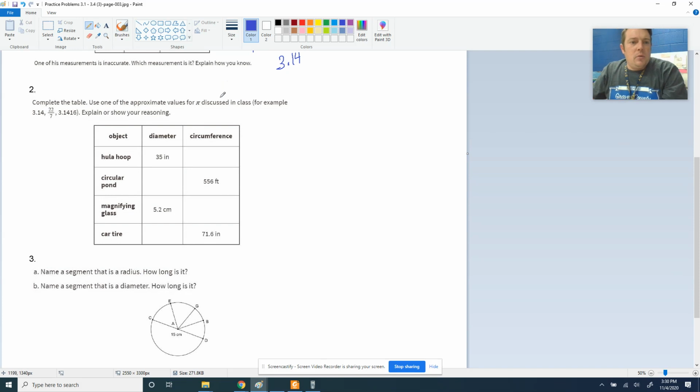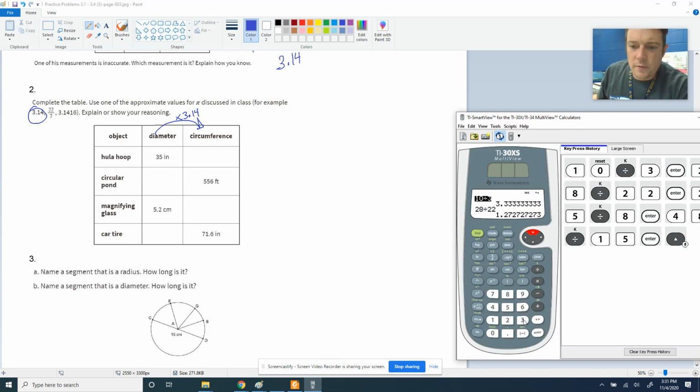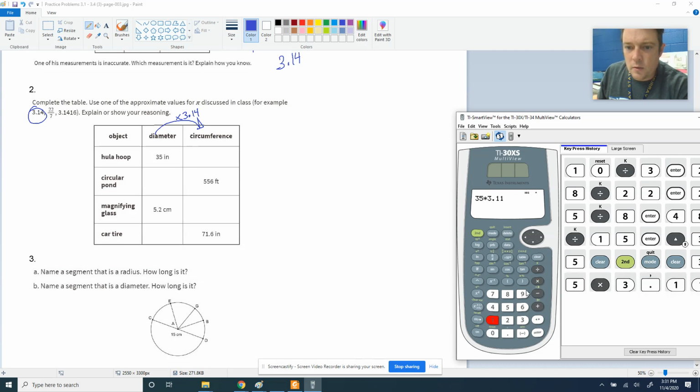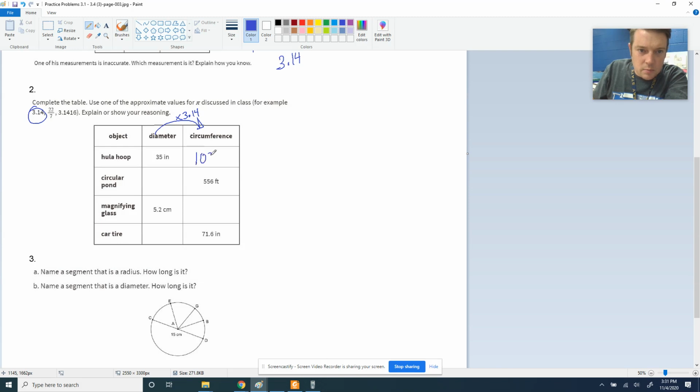All right, to complete the table, use one of the approximate values for pi discussed in class. We used 3.14. And so we're going to use that to jump over to the circumference. So all we got to do is multiply by 3.14. Let's jump into it. So 35 times pi, and then, not 3.11, 3.14. That's going to give us roughly 109.9.